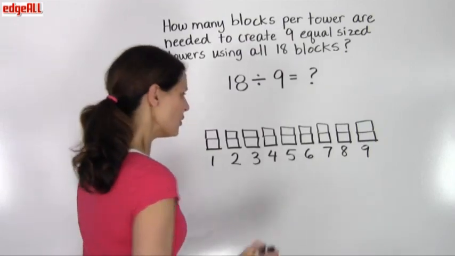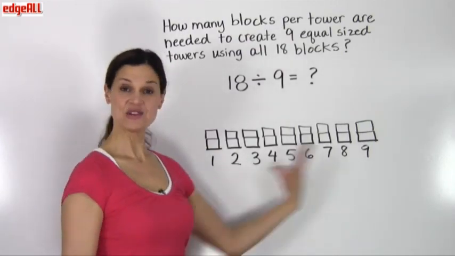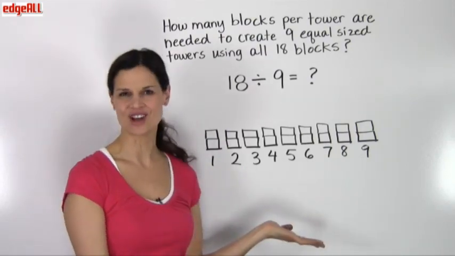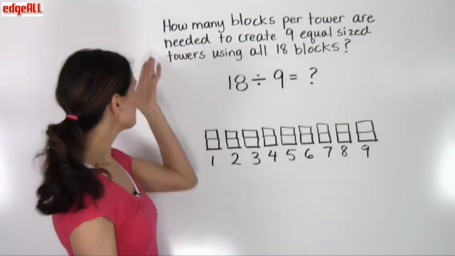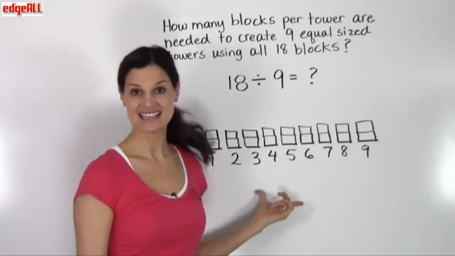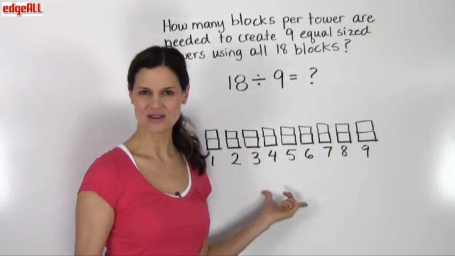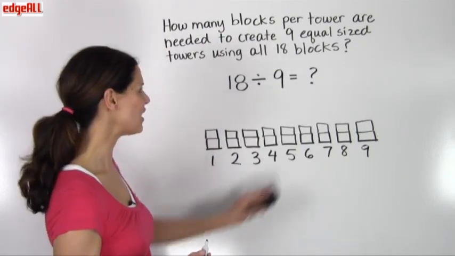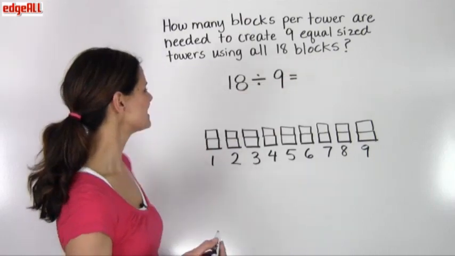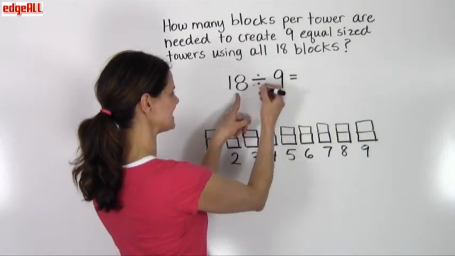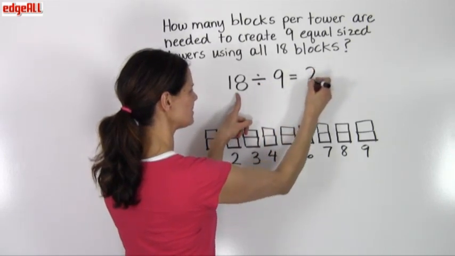So by a drawing, visually with some blocks, we have now solved our division problem. We can see that we have created 9 smaller towers, we started out with 9 smaller towers, and that each of our towers has 2 blocks in it. So our answer in our division sentence is 18 divided by 9 equals 2.